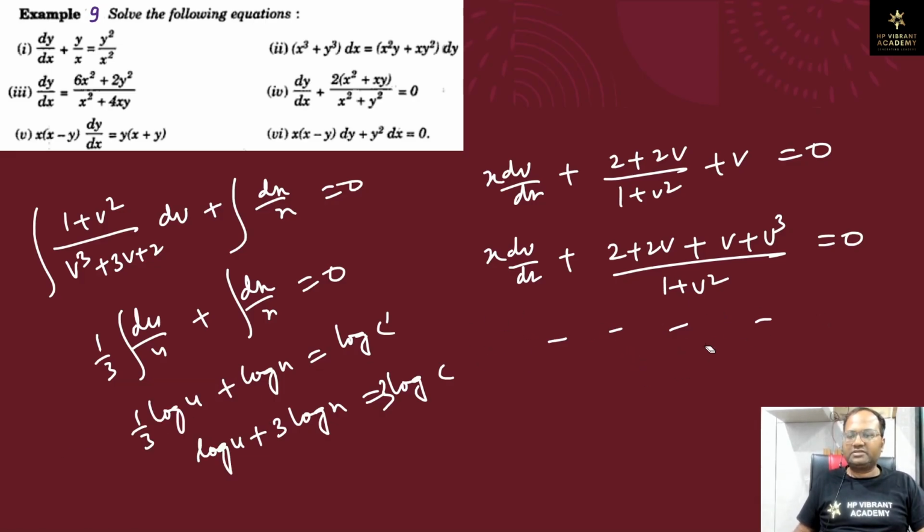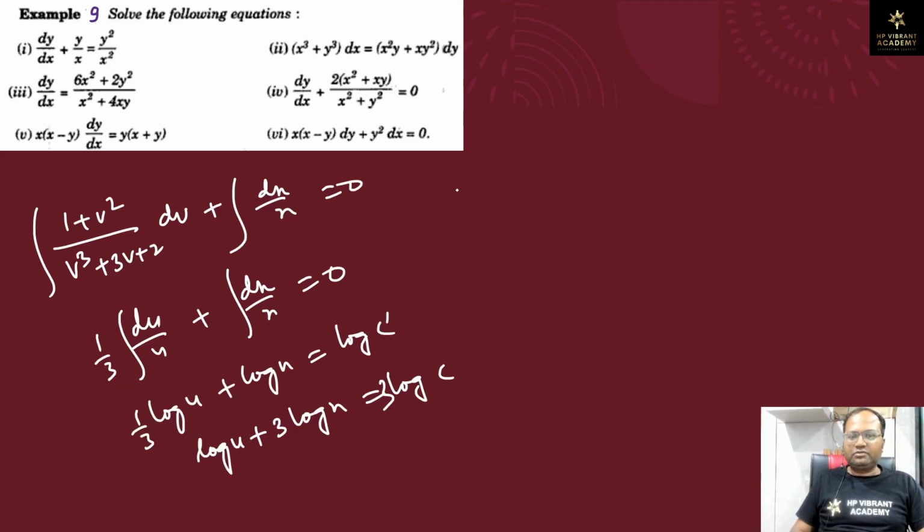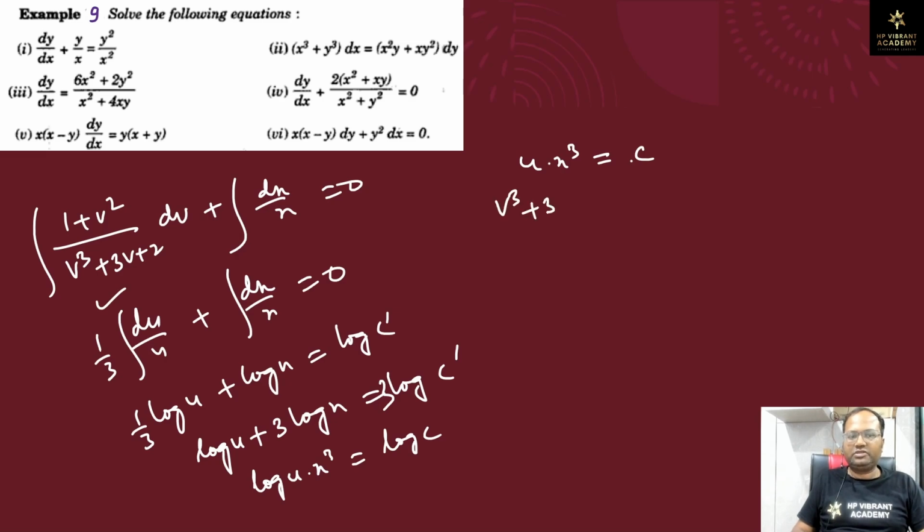Let us further simplify this. So from here we have, this is log of c dash, c dash. So this is nothing but log of u times x cube is equal to, let us take this as a new constant, log of c. So u times x cube is equal to c. Okay, and the value of u is this one. So this is (v cube plus 3v plus 2) times x cube is equal to c.